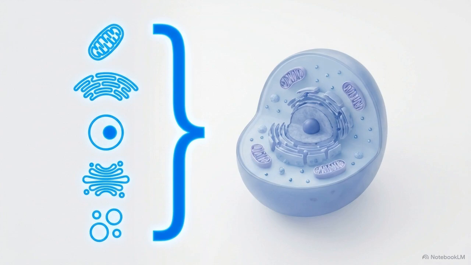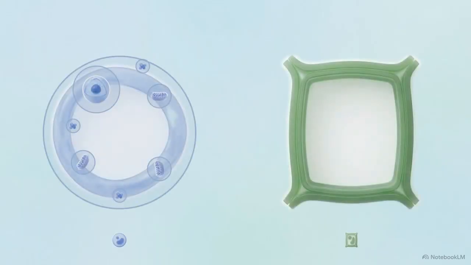to function and survive. Now let's look at the plant cell, drawn here as a rectangular shape on the right. The rule for this module is simple. Plant cells have everything animal cells have, plus a few specialized extras. We can see that rule in action. The plant cell populates its own nucleus, membrane, cytoplasm, mitochondria, and ribosomes. The baseline engine is exactly the same.